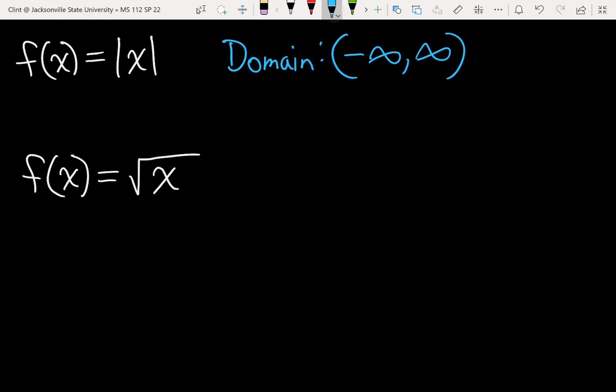So remember, with functions, we only care about real numbers. So we're not allowing complex numbers when we talk about functions. So, can you think of any number that we could plug in, take the square root of that number, that would not give us a real number?